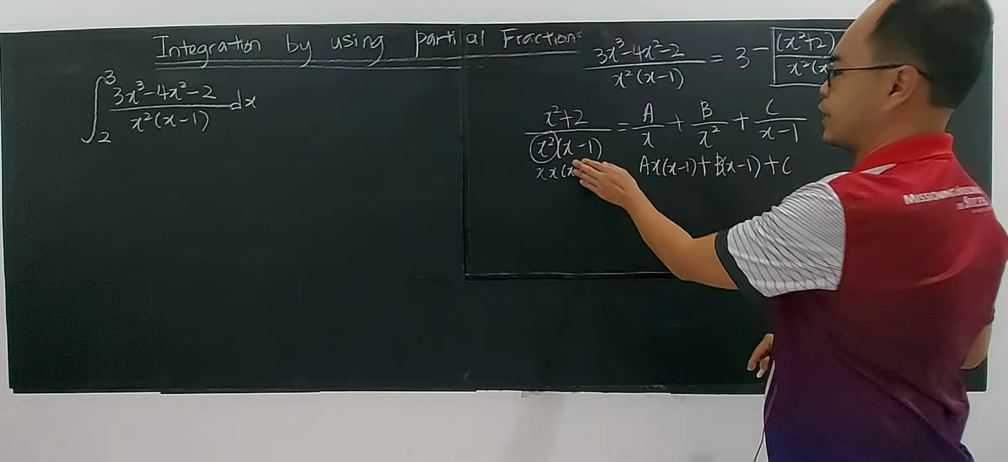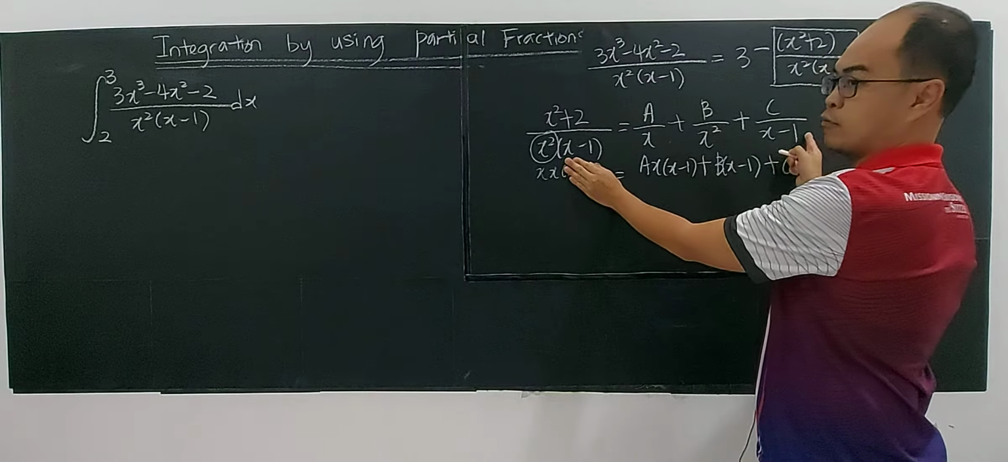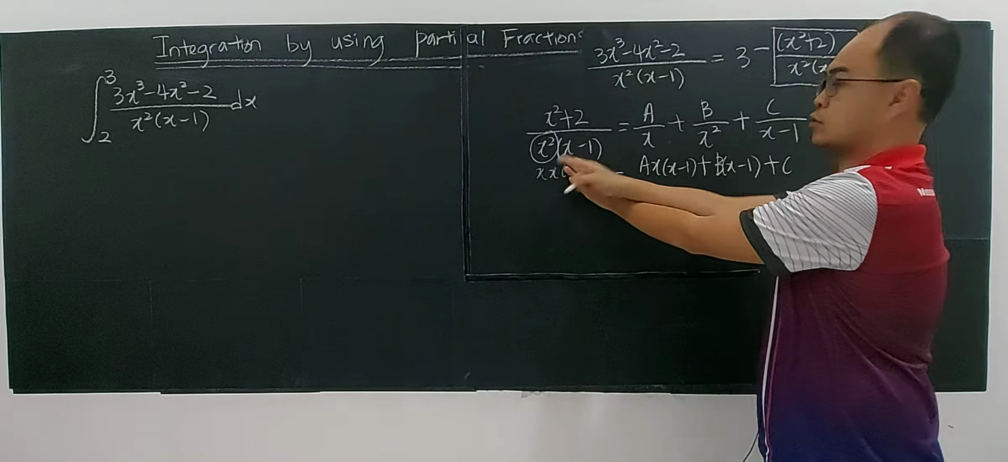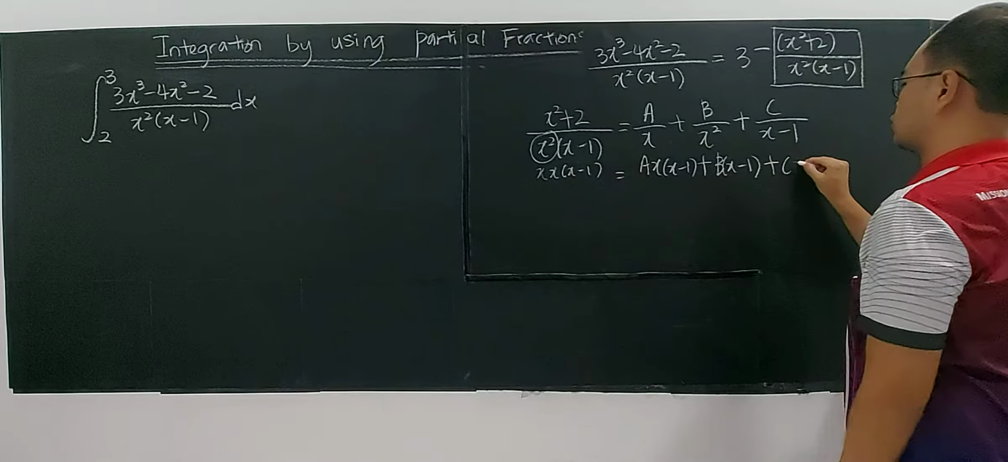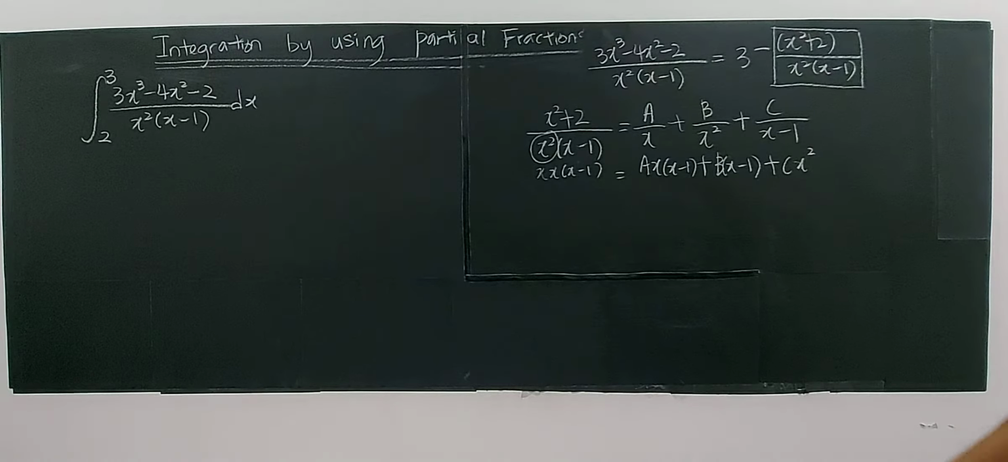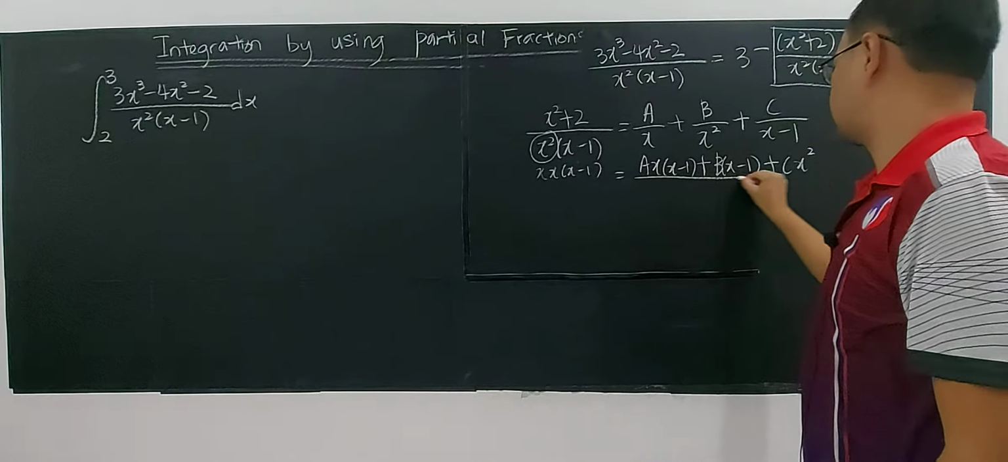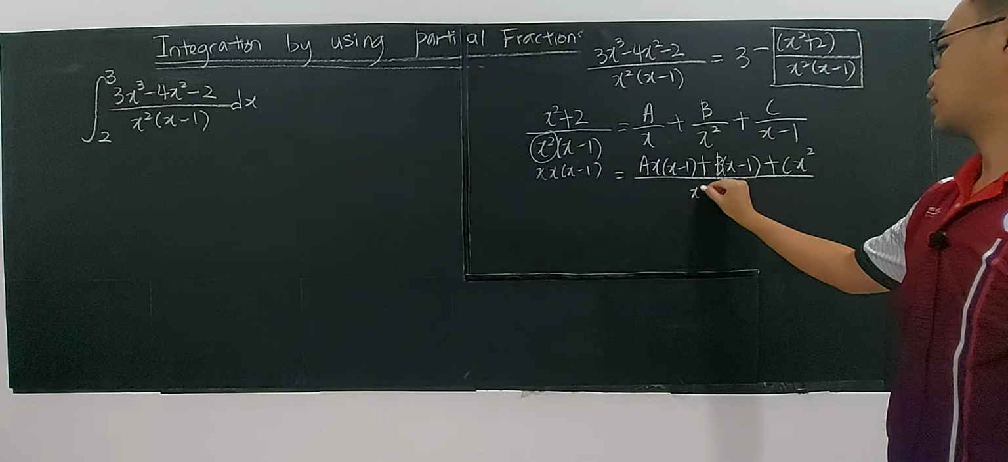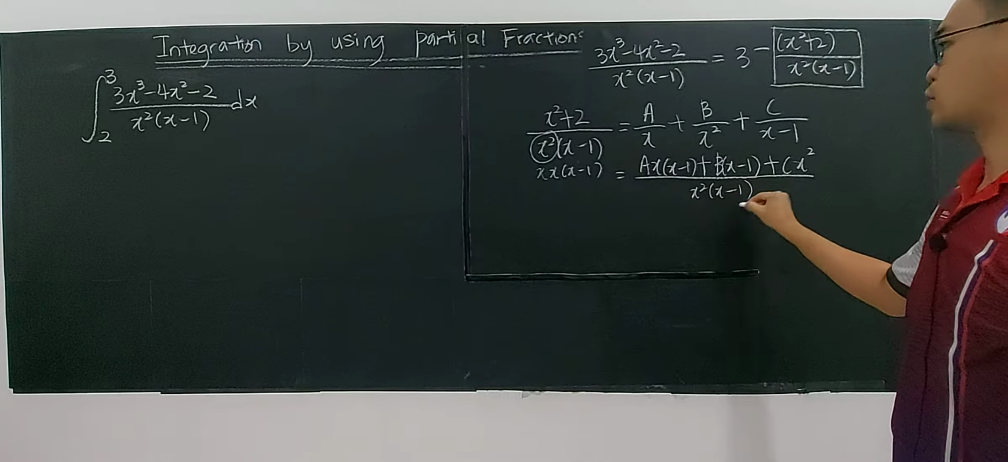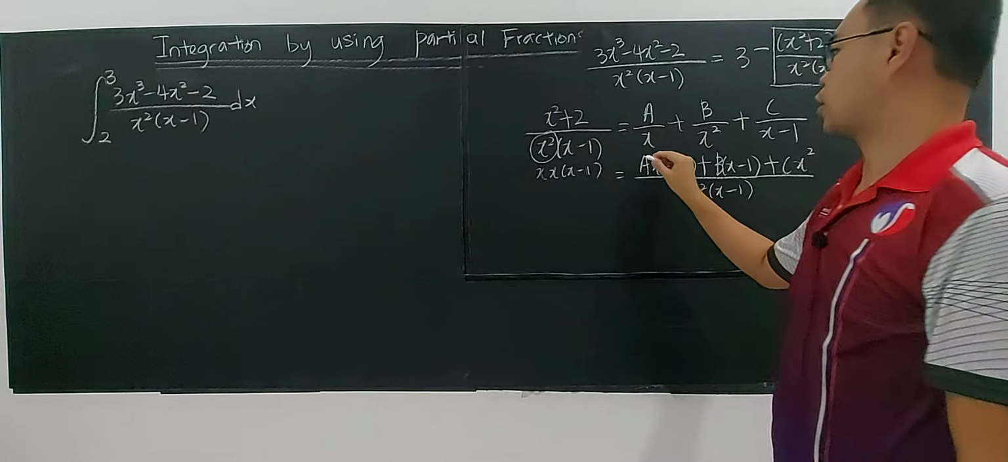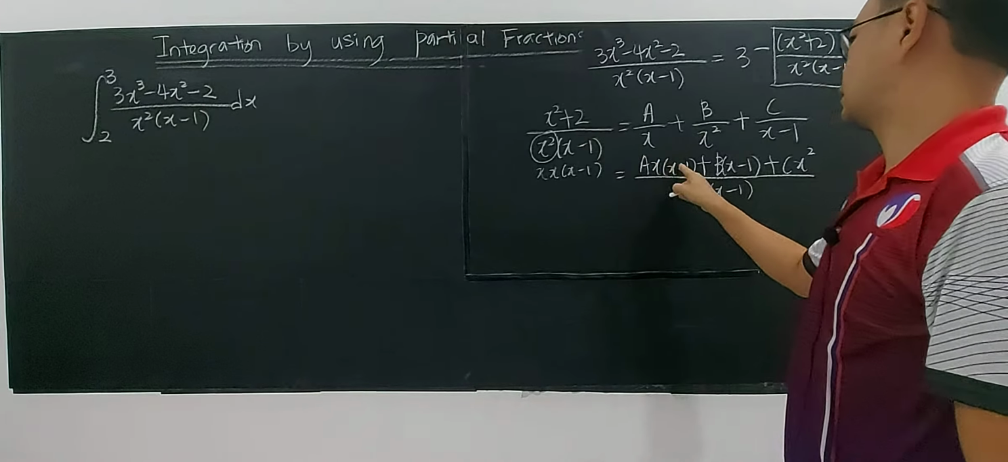For C, you have x minus 1, but you don't have x squared in your denominator, so you have to multiply by x squared. So C will be times x to the power of 2. Then everything is divided by x squared times x minus 1. Now you can directly compare this to this.